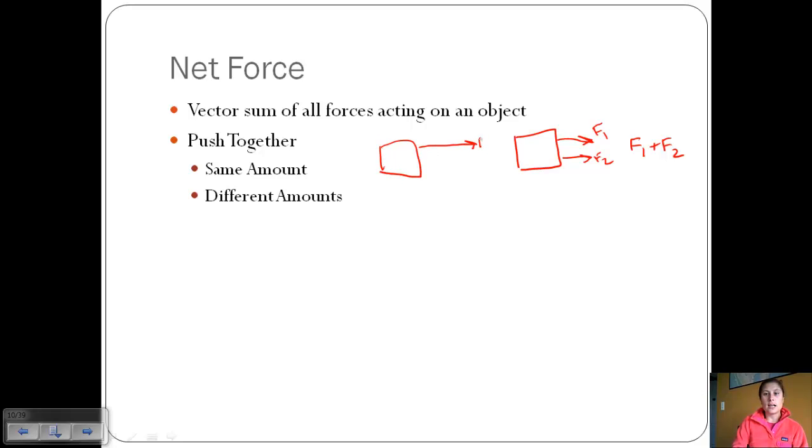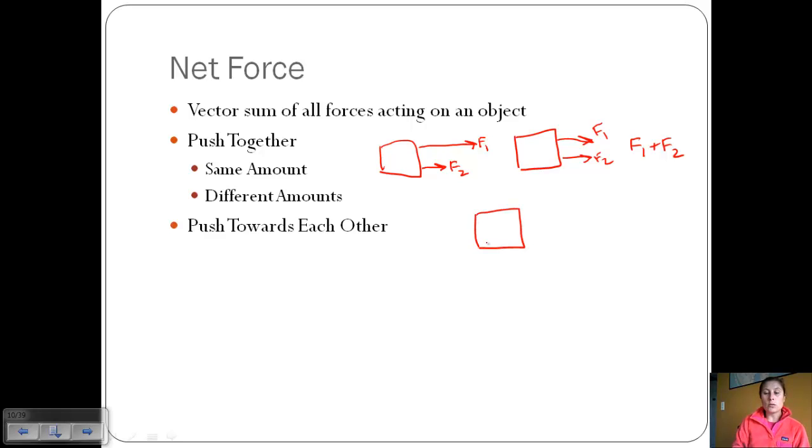So let's say that person 1 is pushing with a lot more force than person 2. Because they're still in the same direction, we would still just add them together. Okay, so now let's look at an example where there's two people pushing on an object and they're pushing towards each other or in opposite directions.